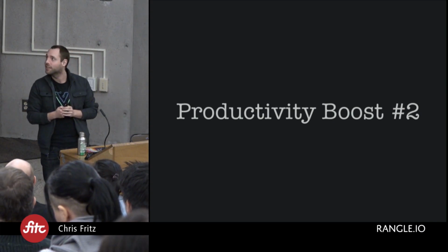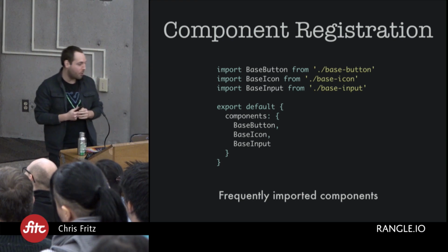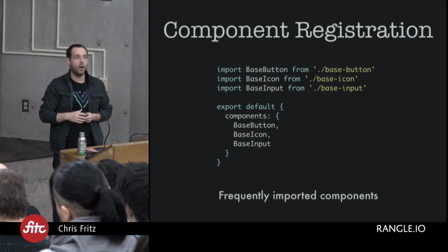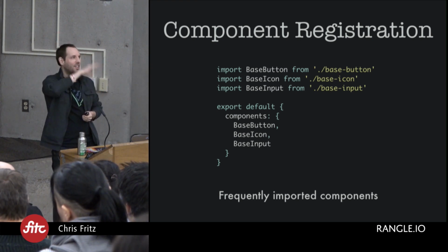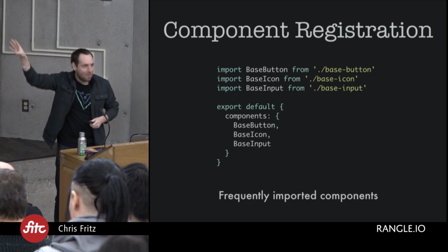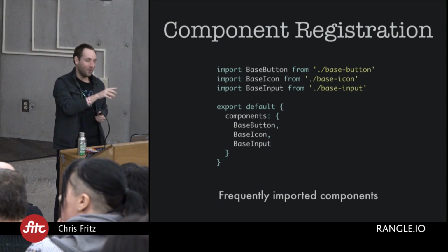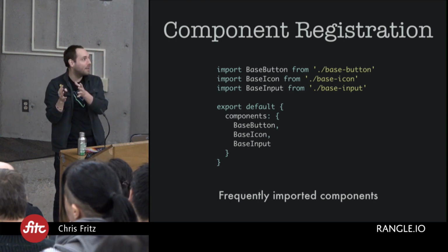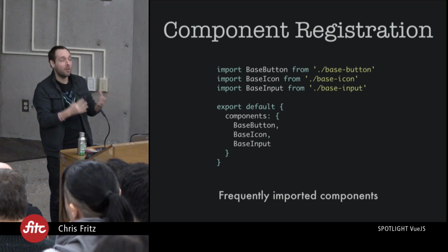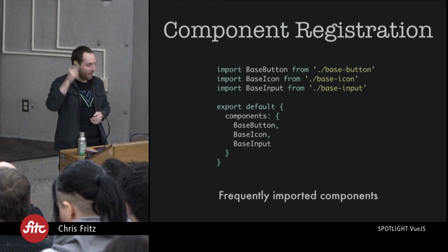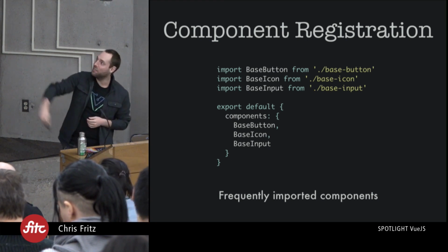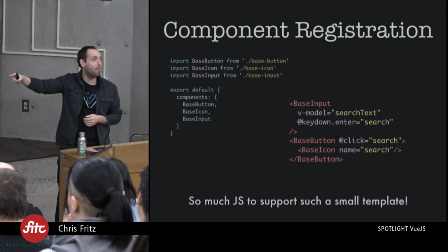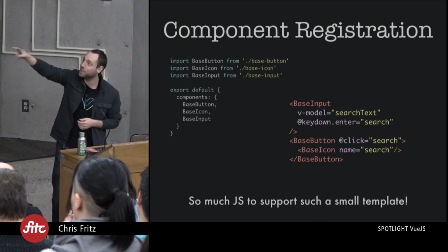Productivity boost number 2. Component registration. So how many people have seen a pattern, something like this in your apps, where there are a lot of base components? I'm going to have you raise your hands in a second. Don't worry. I'm going to describe the pattern first, and then we're going to do raise hands. So you have a bunch of base components that sometimes maybe just wrap another element in order to apply some styles to them that are specific to your app. So you're importing base button, base icon, base input, and then you're registering all of them, all for sometimes less template code than there is JavaScript code just to make that possible.